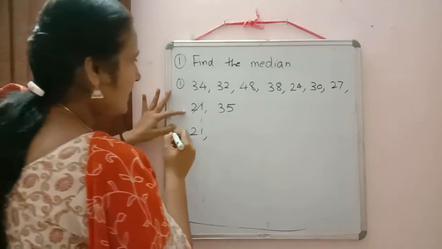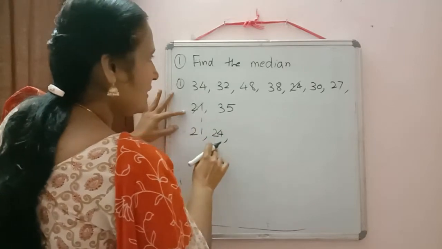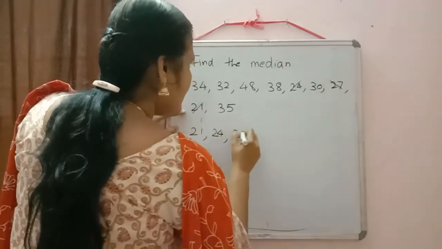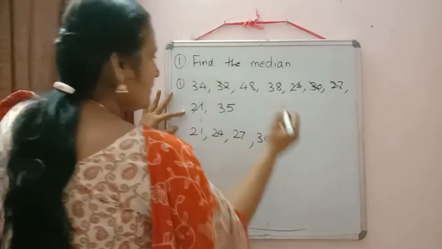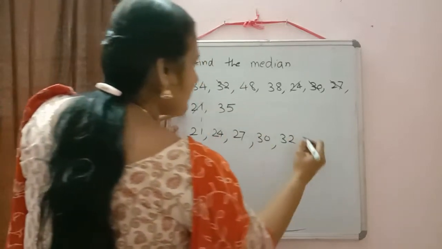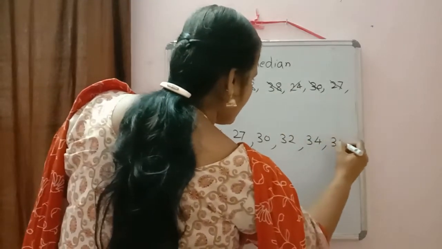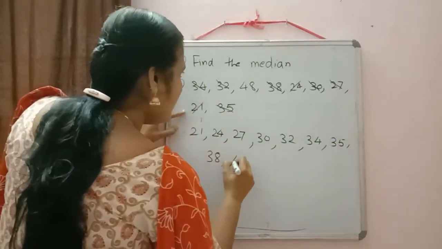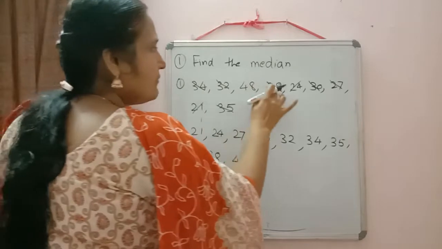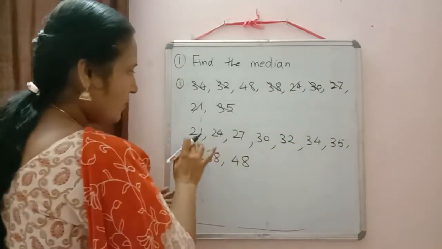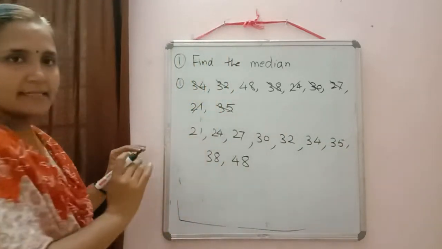First number 21, then 24, then 27, after 27, yes, 30, then next it will be 32, then 34, then 35, then 38, and then 48. Just count whether we wrote all the numbers or not. 1, 2, 3, 4, 5, 6, 7, 8, 9. So we arranged the numbers in ascending order.